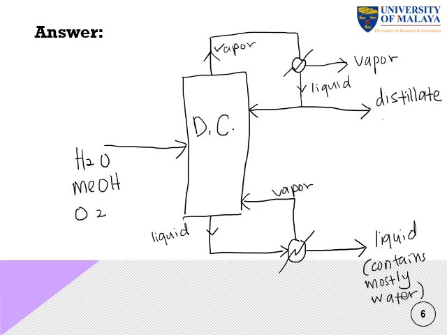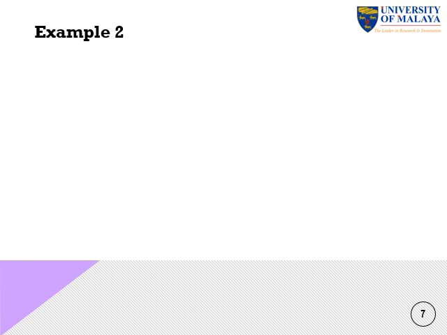Okay, so the distillate here will be containing mostly methanol, and most probably the dissolved oxygen will not be dissolved anymore and may escape in the vapor phase. So this is just additional information to make sense of what the process was talking about. Right, next going on to example 2.